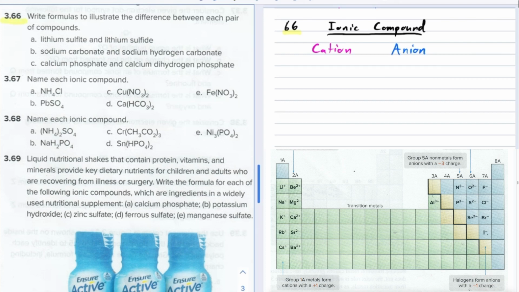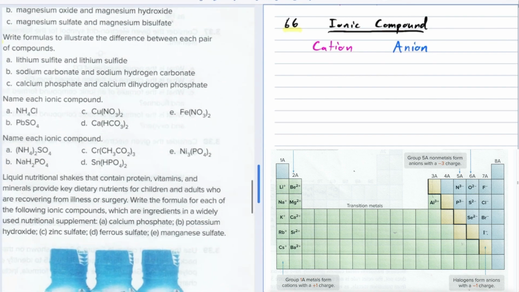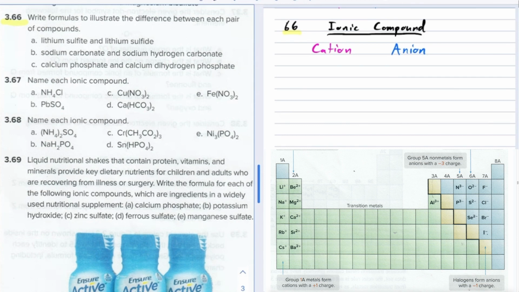Number 66. Write formulas to illustrate the difference between each pair of compounds. So you're given three pairs. So here's a compound and there's a compound. Now remember, in ionic compounds, the cation is listed before the anion. That's the protocol. And so going over here, in A, we see the cation and the anion, and the other compound has the cation and the anion.